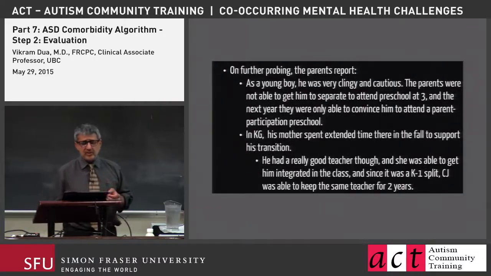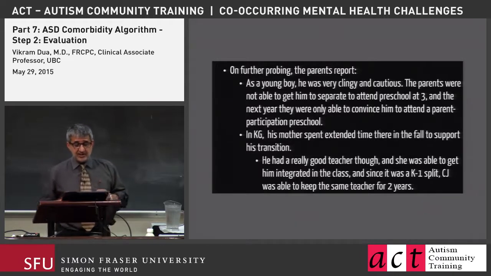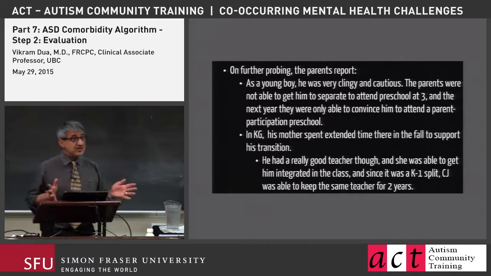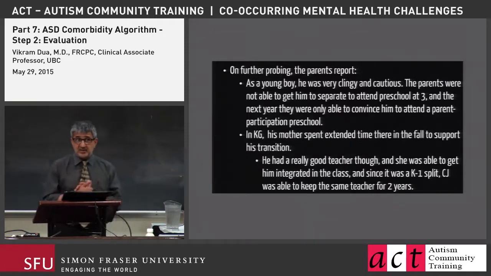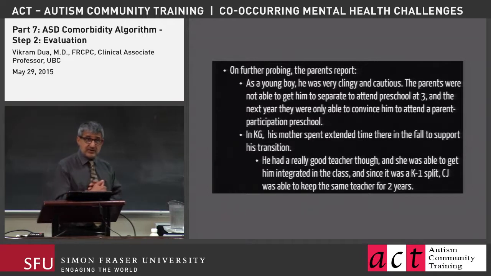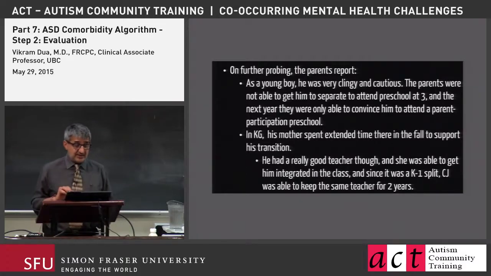When you probe a little bit more, you find out that as a young boy, CJ was very clingy, very cautious. They couldn't really get him to attend preschool when he was 3. And so that first year, he stayed at home. The second year of preschool, when he was 4, they managed to get him in there, but only in a parent participation preschool. So he didn't really want to separate that much. And in kindergarten, these issues happen again.